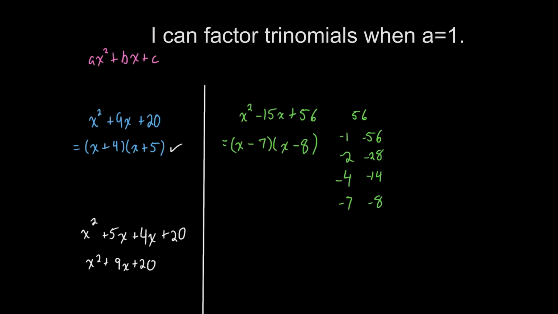So again, let's FOIL these out just to check our answer. x times x gives us x squared. x times negative 8 is negative 8x. Negative 7 times x gives us negative 7x. And negative 7 times negative 8 is positive 56, so plus 56. We combine our like terms in the middle and we get x squared minus 15x plus 56. All right, let's look at one more example.